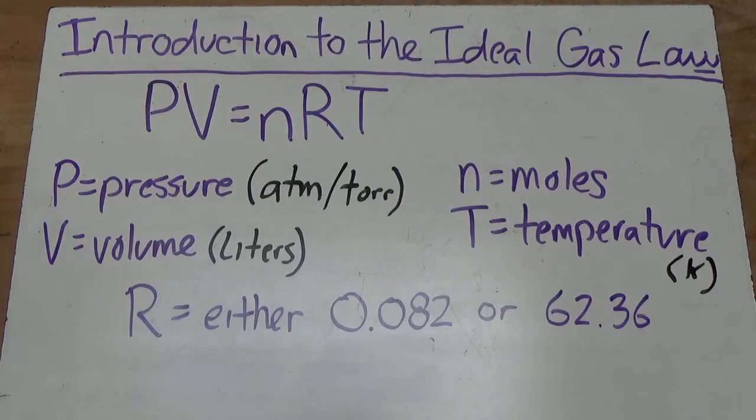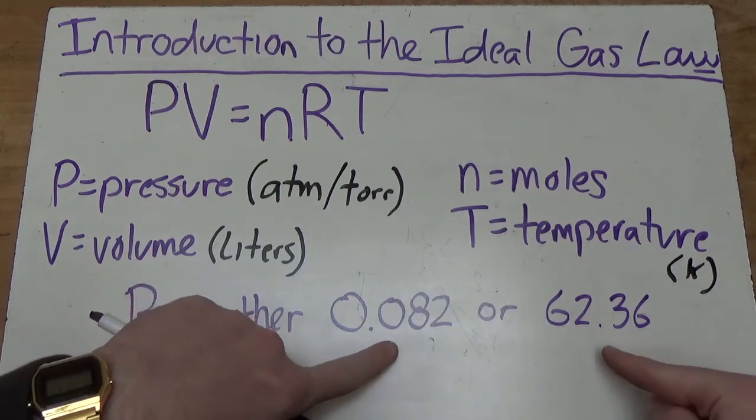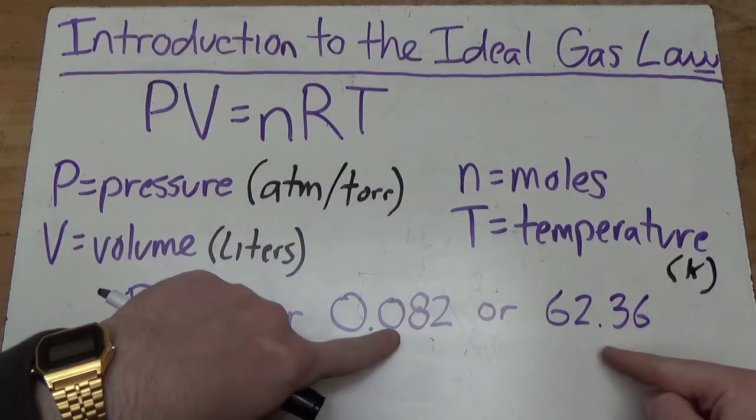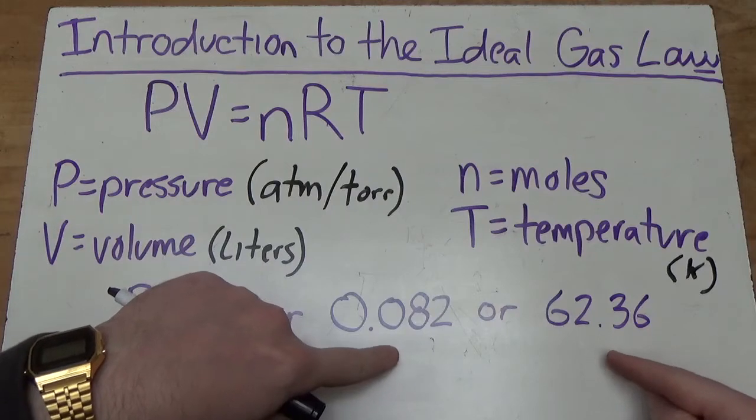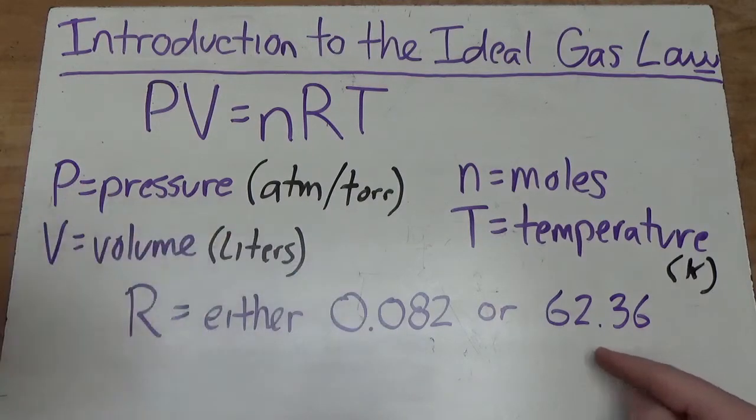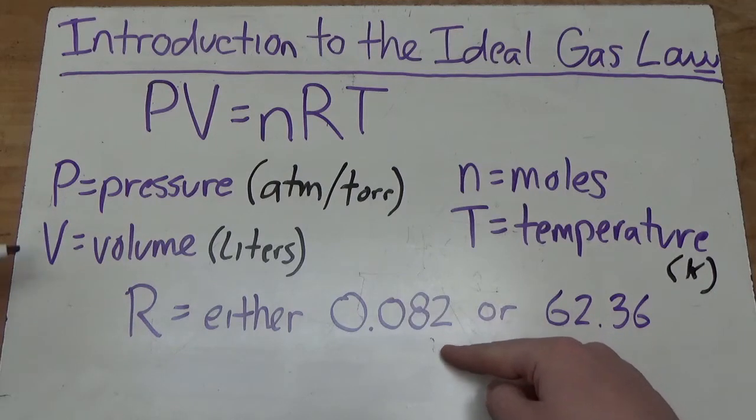Now, R is a strange number. It's a constant. We're not going to worry about the units, but there are two different possible values for R, and they're very different, and they're going to give you very different answers. How do you use one or the other? Well, it depends actually on P.